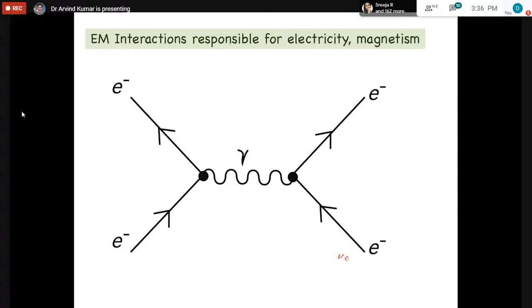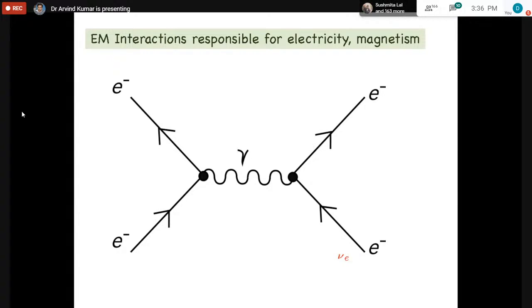So for the electromagnetic case, the force carrier is called a photon, which is essentially a massless particle with a frequency or with a wavelength which determines the energy of the photon, essentially. And this is how you represent it. We'll come to this process again and again, because this process is described by something called a Feynman diagram.